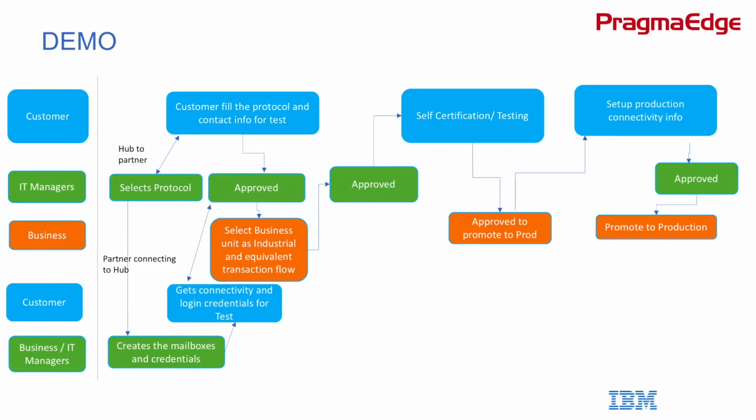And once the self certification process is completed and successful, it is now approved to promote to prod. In prod, the same certification and testing is done based on the same flow that has been set up previously, and which is moved to prod. And upon approval, the promotion to prod is completed. Now we will see the same flow through the Partner Engagement Manager.